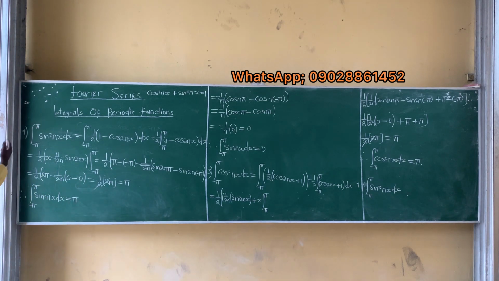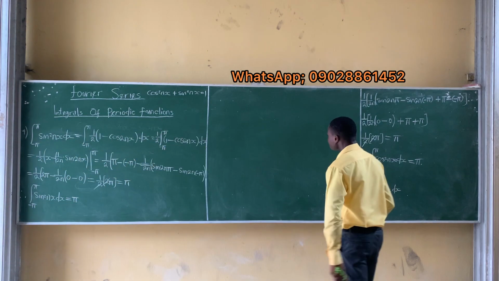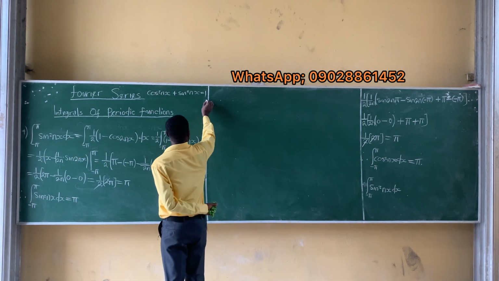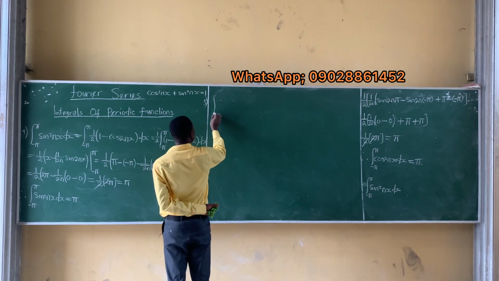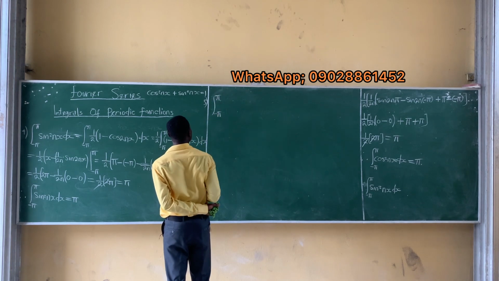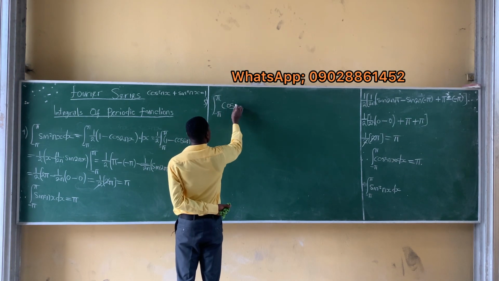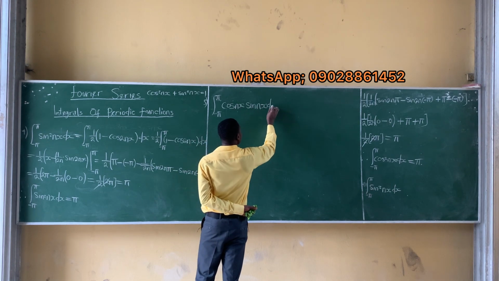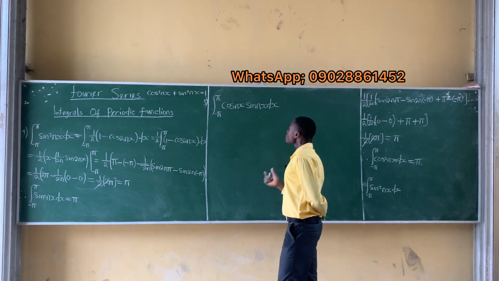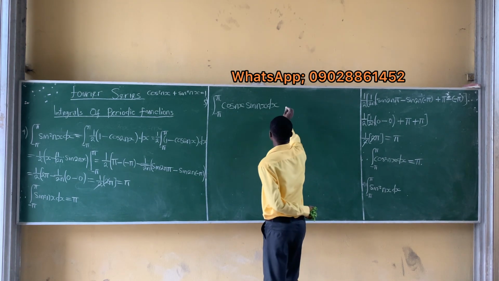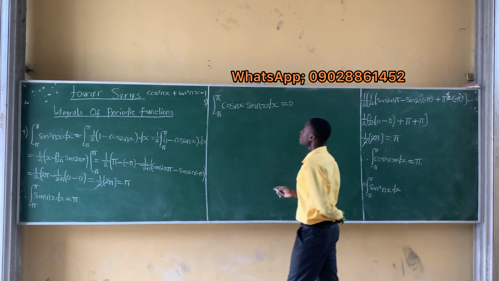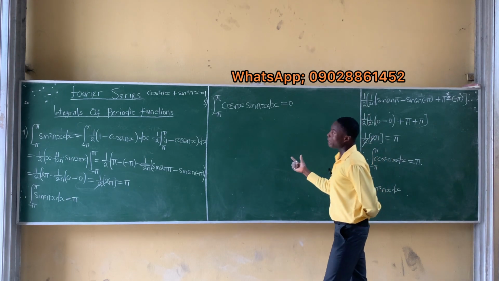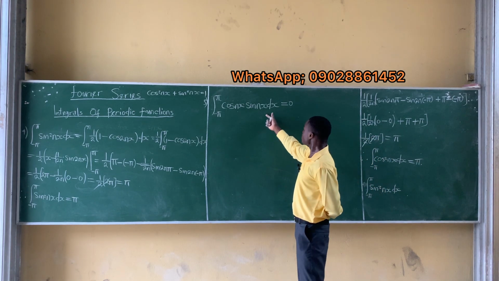Please take note of this integral of periodic function. We are going to be using them in finding the Fourier series coefficient. So the fifth one I would like us to take there is the integral from minus pi to pi of cos nx sine nx dx. Please, without wasting much time, this will give us 0. Please take note, it will give us 0, because we have so many to integrate.